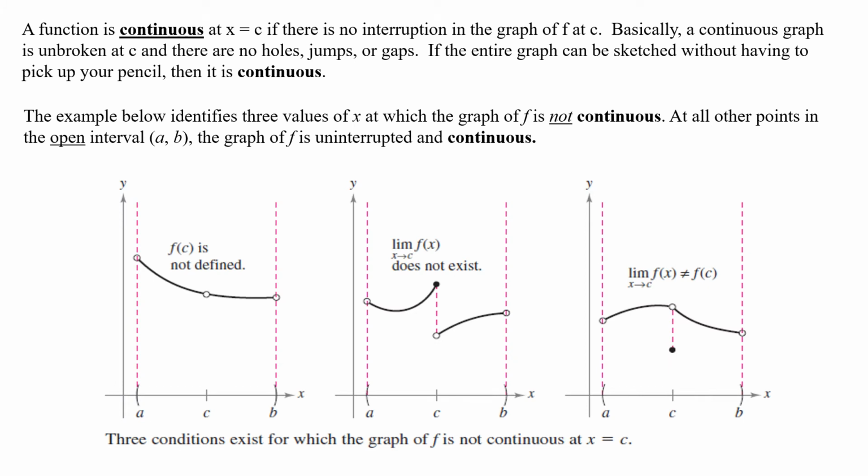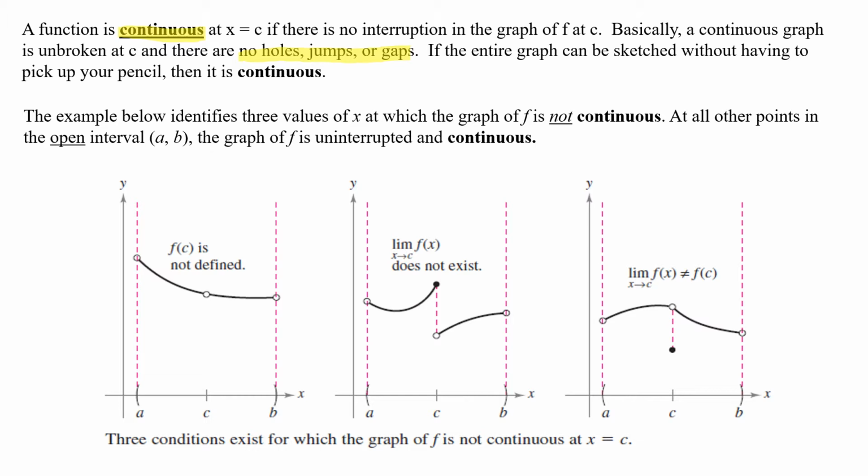So let's start by talking about continuity. A function is continuous at x equals c if there is no interruption in the graph of f at c. Basically, a continuous graph is unbroken at c and there are no holes, jumps, or gaps. If the entire graph can be sketched without having to pick up your pencil, then it is continuous. The example below identifies three values of x at which the graph of f is not continuous. At all other points in the open interval from a to b, the graph of f is uninterrupted and continuous.